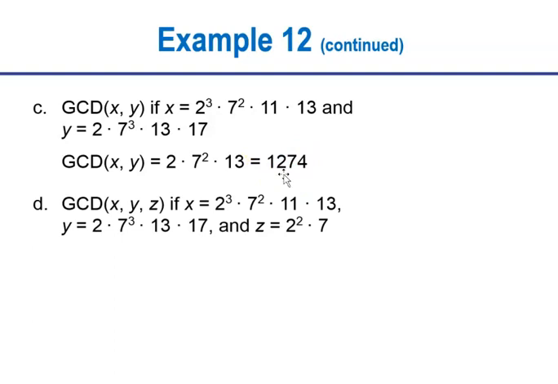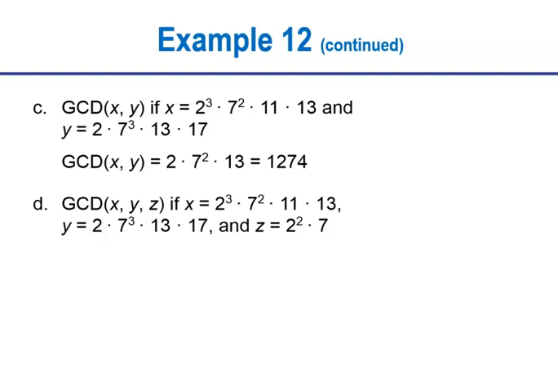Here's example D. I want you to pause it real quick. You work this one out on your own, and let's see if we get the same result. But notice there are 3: x, y, z, but the story is the same. Okay, so you need values that are common to all 3 factorizations, and you need that number to the lowest power that it shows up in any of the 3 factorizations.